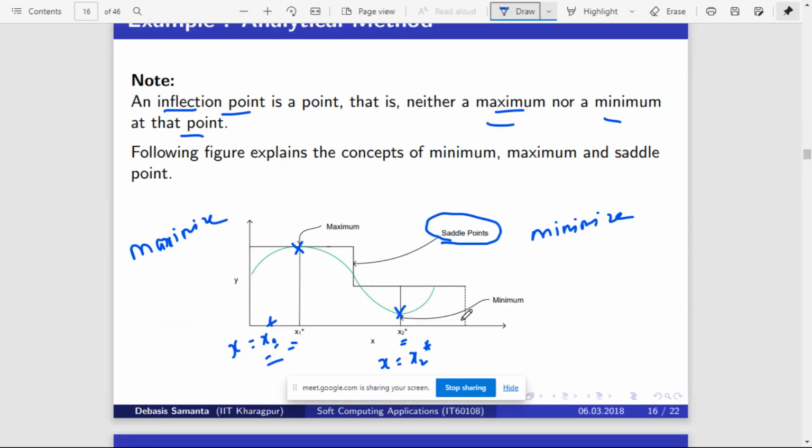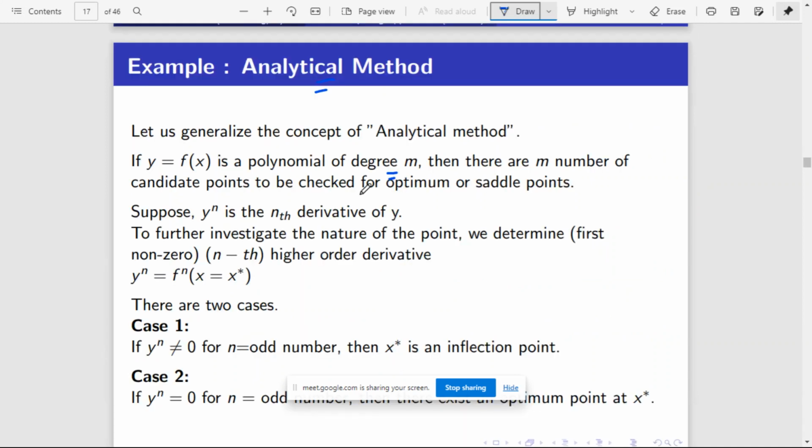So what this slide shows is how optimization problems are generally solved using the analytical approach. Let us assume there is a function of this form, y is equal to f of x, a polynomial function of degree m. Then there are m number of candidate points to be checked for optimum or saddle points.